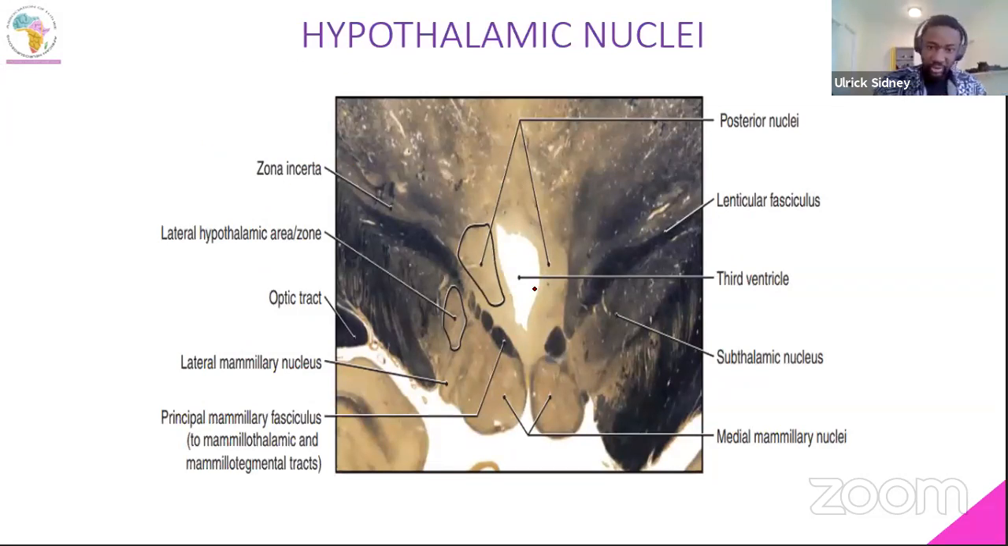So here we have a cut. I hope everyone is already familiar with this. So you always situate your third ventricle. So here we have a posterior nuclei, and everything that's here is considered periventricular. The optic tract, mammillary nucleus, and the fasciculi. We'll be talking about these different fasciculi because there are connections between the hypothalamus and other structures in the brain.